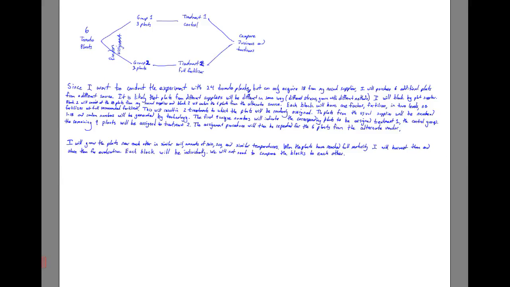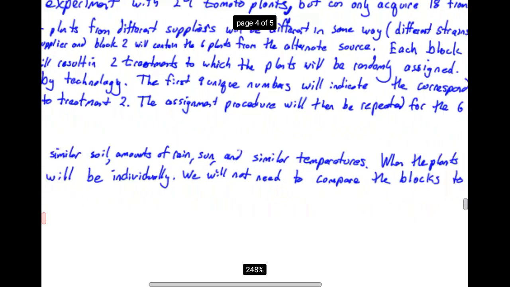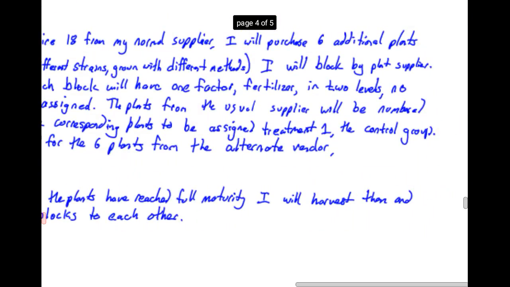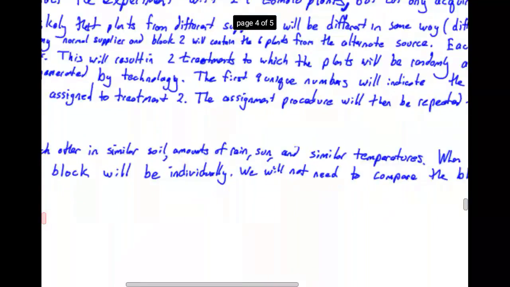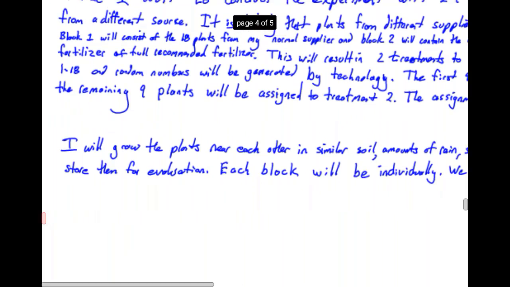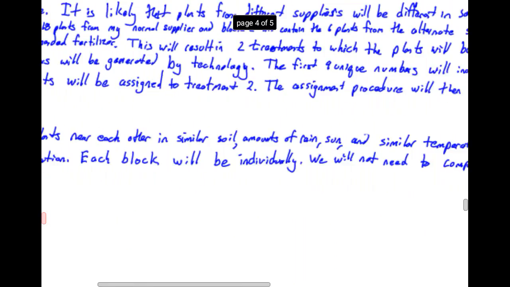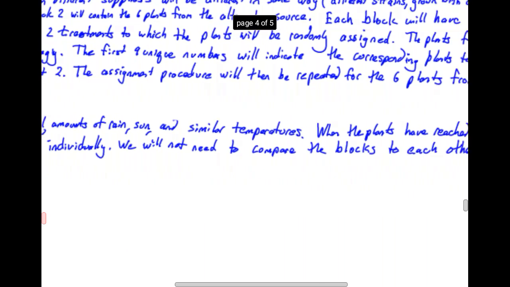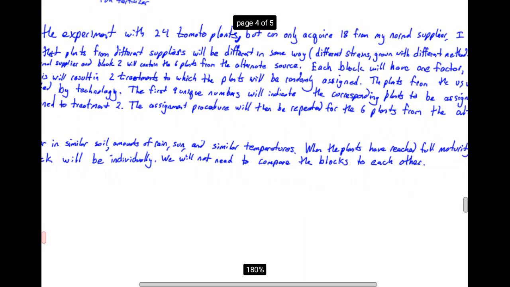Okay, I will grow the plants near each other in similar soil, amounts of rain, sun, similar temperatures. When they've reached full maturity, I will harvest them and store them for evaluation. Each block will be individually assessed. We will not need to compare the blocks to each other.